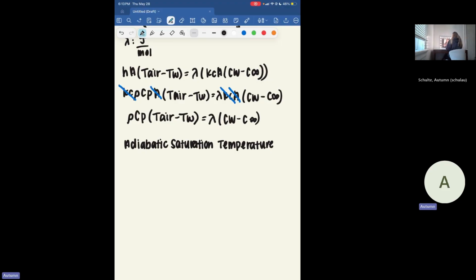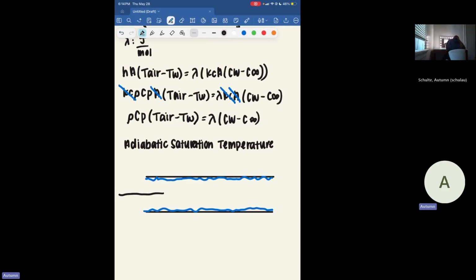And to model this, we are going to draw out a very long pipe. So we're going to have this really long pipe, and there's going to be water that covers this inner surface of this pipe. And there's also going to be air flowing through this pipe.